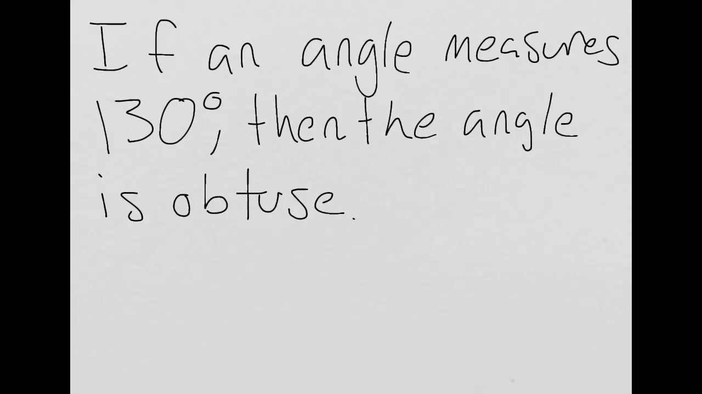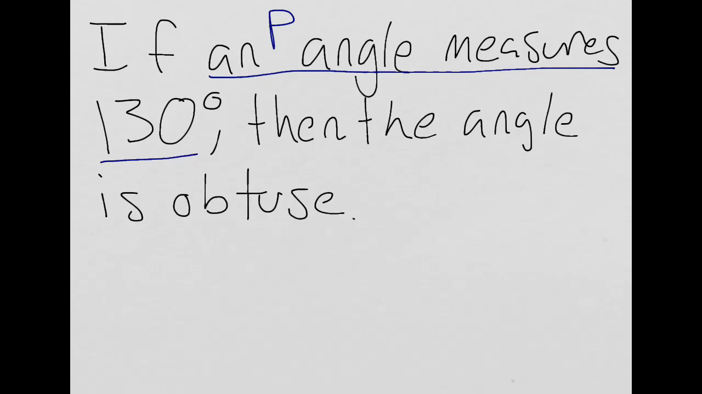So now that you've had a chance to work on that on your own, let's go ahead and go over it together. So we're looking for our hypothesis, which is the P part of the statement. It follows the word if in an if-then statement. So if an angle measures 130 degrees, this is going to be our P statement. This is the hypothesis part of our conditional statement.